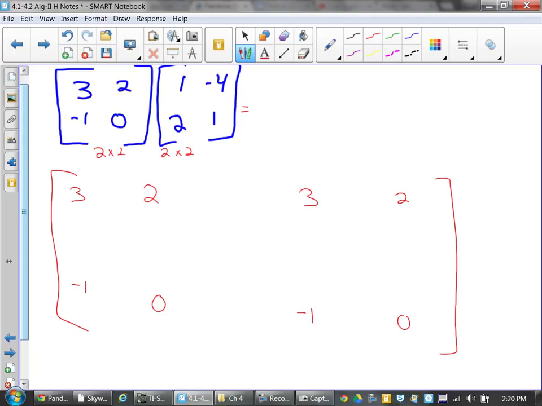So here's the trick. Always start in this method. You start at the top left of the second matrix. 1. Work your way down. 2. Go to the next column. -4. Work your way down. 1, 2. Go back up. -4, 1. Don't overthink it: down and then across. And then just duplicate those here.